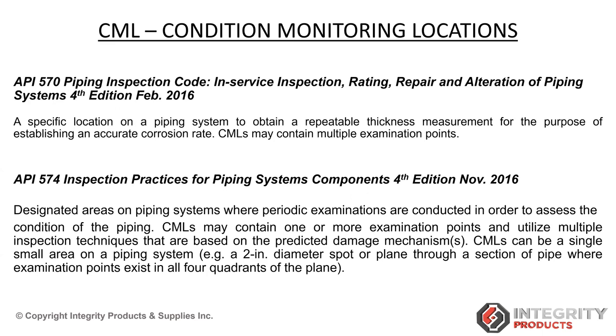But if we dig into API 574, which talks further about the inspection practices related to piping systems, it regards CML as a location for damage mechanism investigation rather than only a thickness monitoring location. So this is the key difference between how these two standards interpret CMLs. And when we talk about an insulated system, the CML has to be protected by the use of some sort of inspection port.